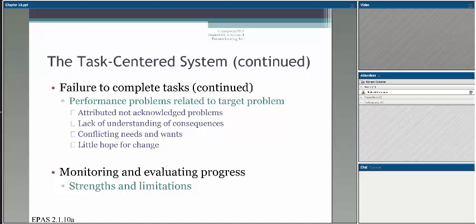Failure to complete those tasks that we just talked about, looking at these areas in terms of targeting the problems, and then monitoring and evaluating for progress. So making the adjustments that we need to based on these things, and then really paying attention to the strengths and limitations and evaluating the process.